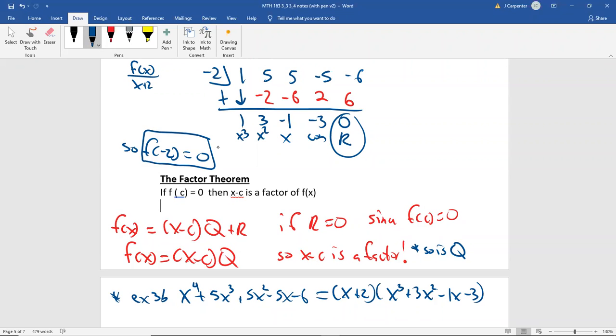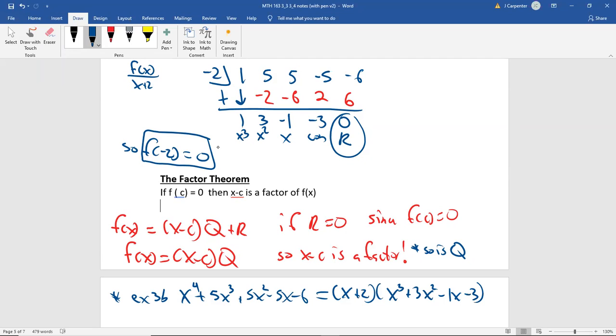This is the strength of synthetic division right here. We have just factored a 4th order polynomial with 5 terms. And besides this, quite honestly, I have no easy way of factoring a 4th order 5-term polynomial. This is the only thing we got.